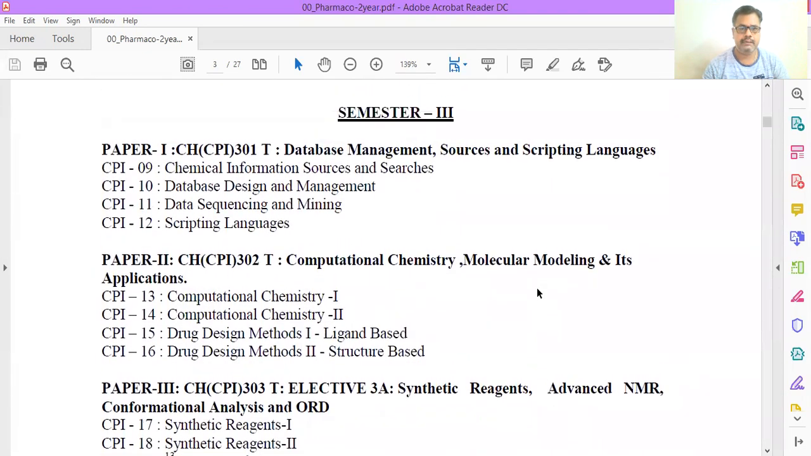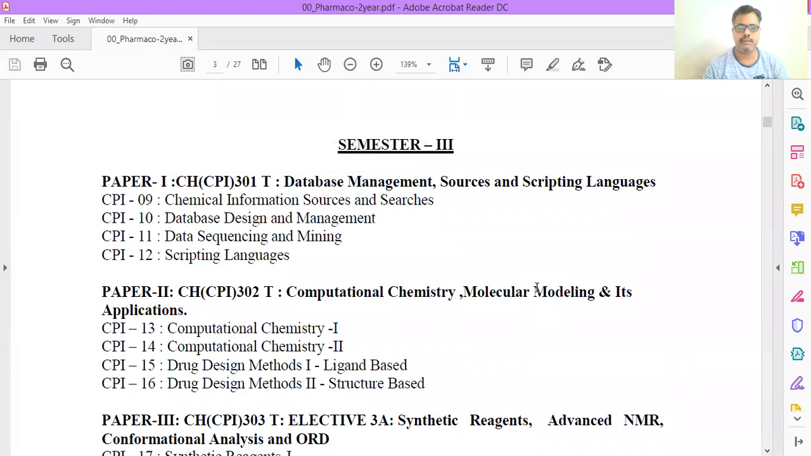The first one is database management, sources and scripting languages. In this you have four units. The first unit is chemical information sources and searches. Another one is database design and management. The next one is data sequencing and mining, and the fourth unit is scripting languages.